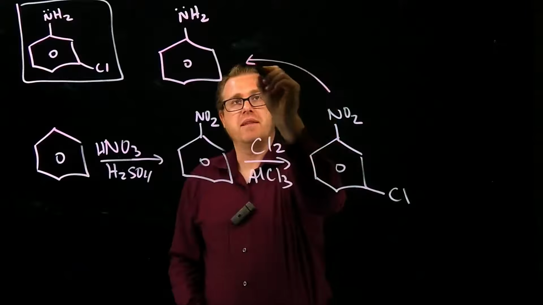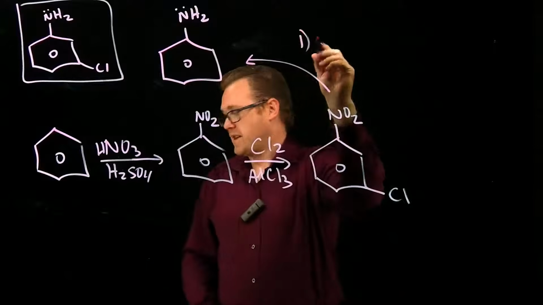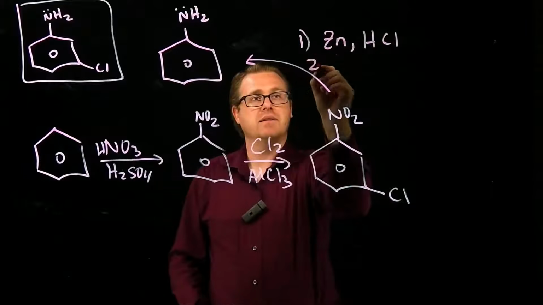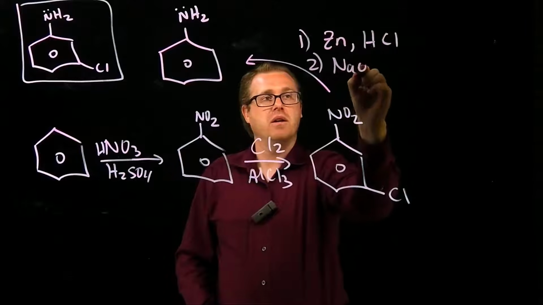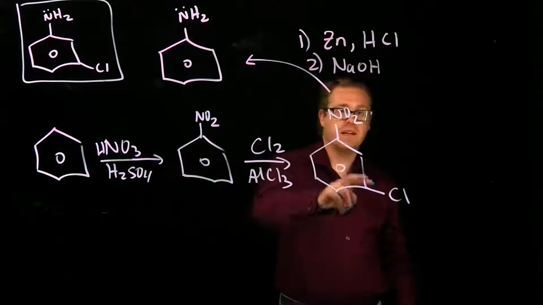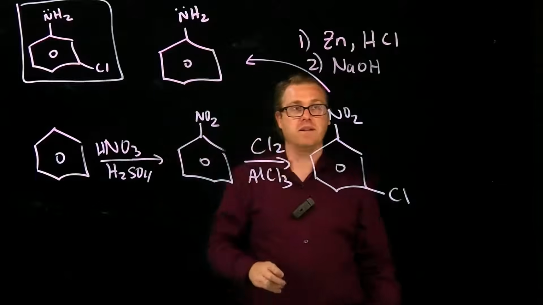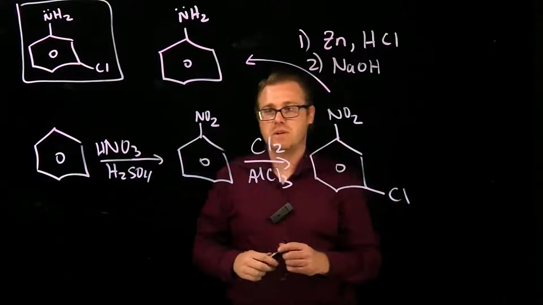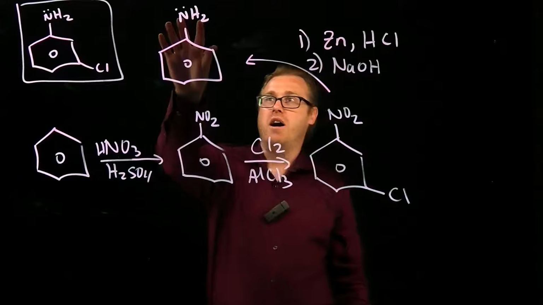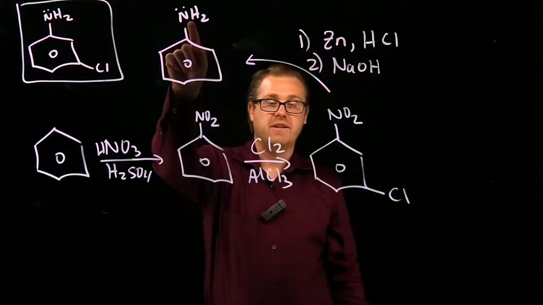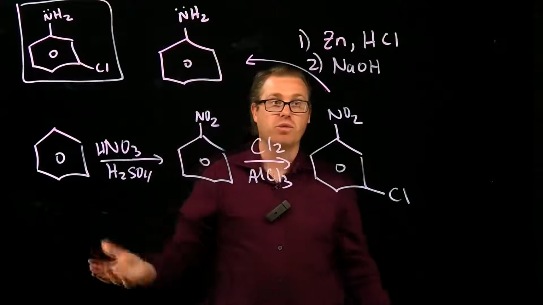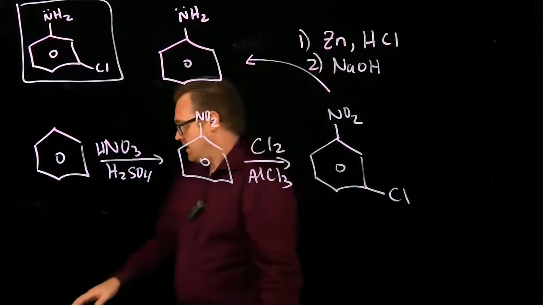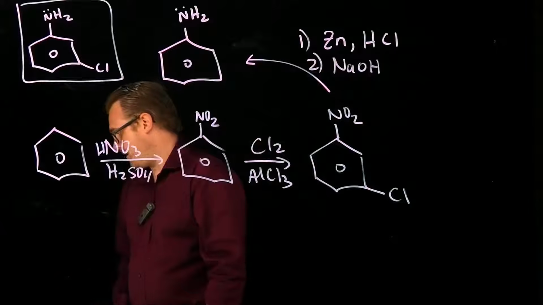And we can represent that by the first reaction. We add some zinc and some hydrochloric acid. And then step 2, we would have to do a basic workup to give us our amine. So isn't that also so cool? Our target compound right here in this particular example had to come from a previous group, which was the nitro group. Let's see what's next here.